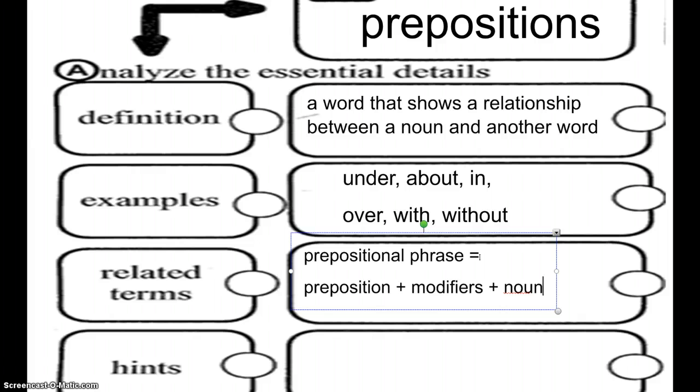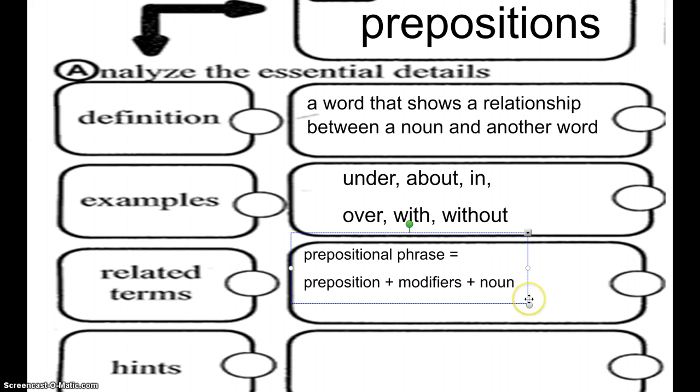And the poster in my classroom has several prepositions that have a star next to them because those prepositions are sometimes used in other contexts. And so we said that if they don't have modifiers and a noun after them, then they're not used as prepositions. So for example, the word to can be used as an infinitive, to play. And play is a verb. So if we see the word to and it's followed by a verb, it's not a prepositional phrase.